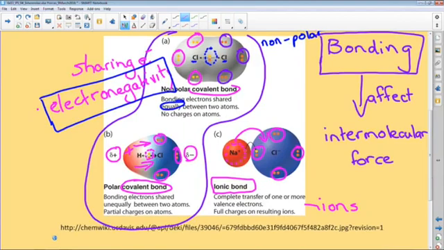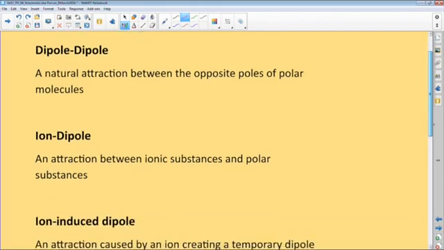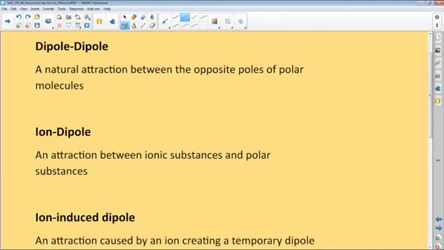Now, let's talk about the different types of bonds that we have. Okay, remember I said to you there were 6. Sometimes they're known as van der Waals forces. There was a Dutch physicist who spent a lot of time researching this, and in honor of the work that he did, these forces were named after him because he discovered and described them.